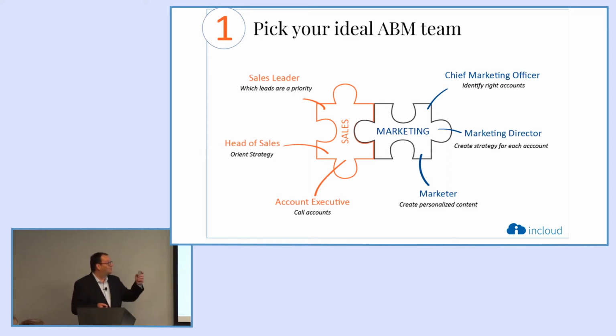So the chief marketing officer is going to go out and identify the right accounts. The sales leader is going to look at which leads are the priority. And the marketing director is going to create a specific strategy for each of these accounts. And then the head of sales is going to orient that specific strategy to the marketer, who's going to create the personalized profile and also the personalized type of messaging that you're going to approach them with. And obviously the account executive is going to call on that client and close the deal.